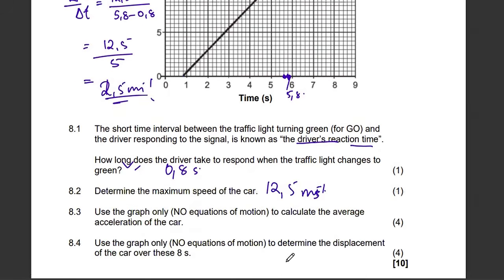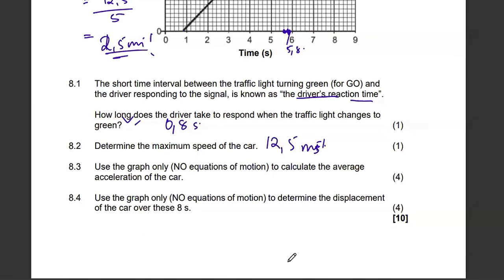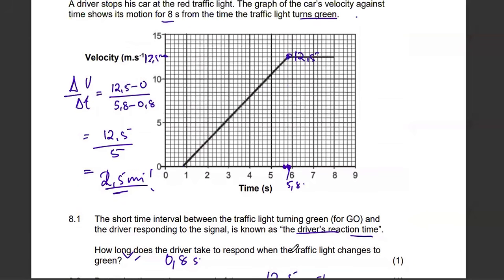All right. And then use the graphs only again to determine the displacement. Okay, so when I'm looking for the displacement, I need to look for the area that is under the graph. Displacement needs to be the area that is under the graph.